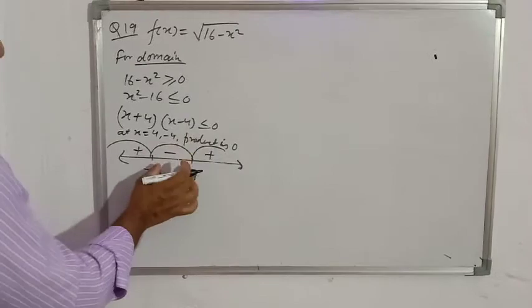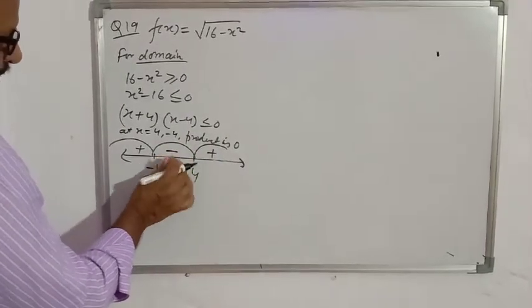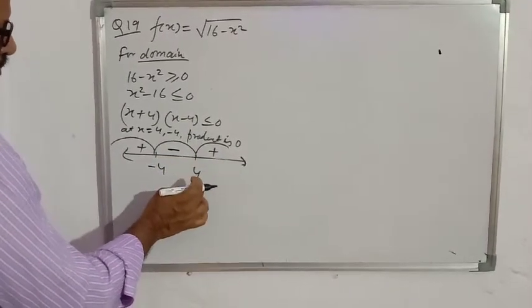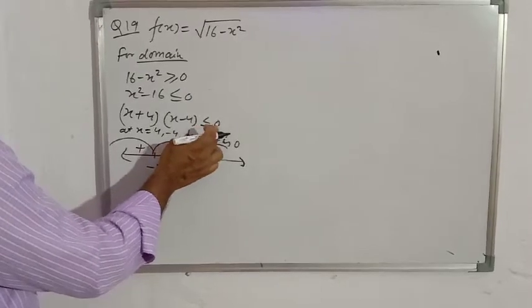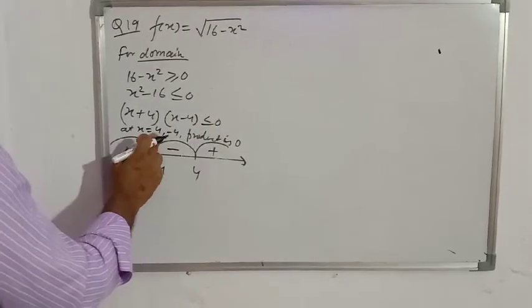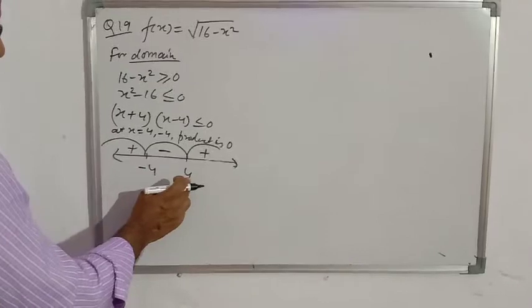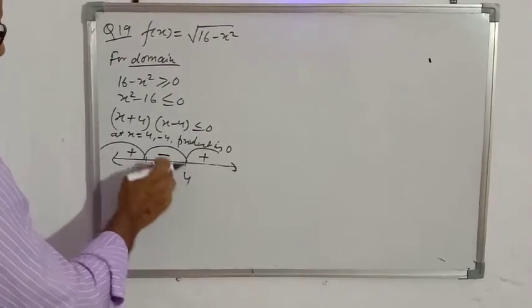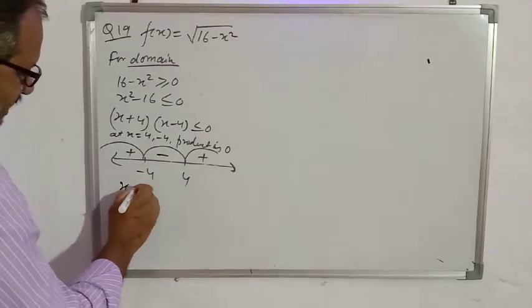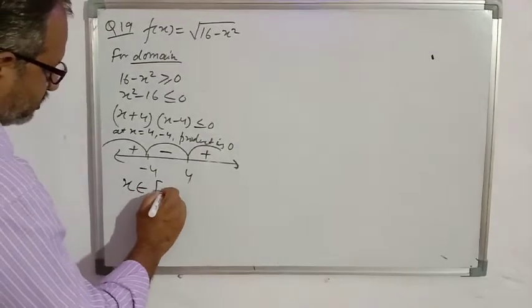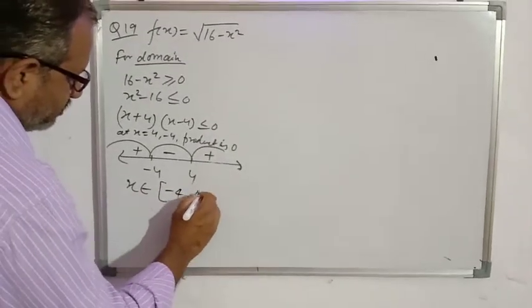Less than 0 means negative. So negative is coming in this interval, minus 4 to 4. Equal to 0 is also given. Value is 0 at 4 and minus 4. So these two numbers we have to include. So what will be the x? x lies in closed interval minus 4 to 4.